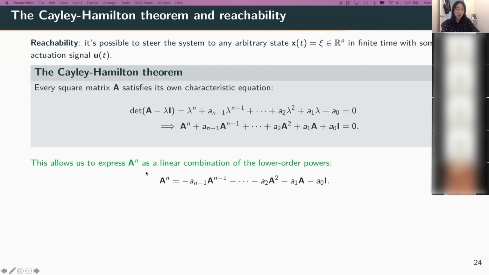And not only can we express the nth power of A as a linear combination of the lower order powers, we can actually do this for all higher order powers that are greater than or equal to n. And it's actually very simple.